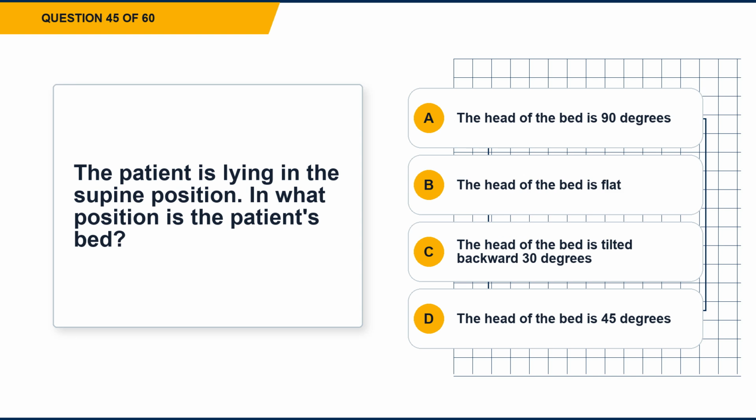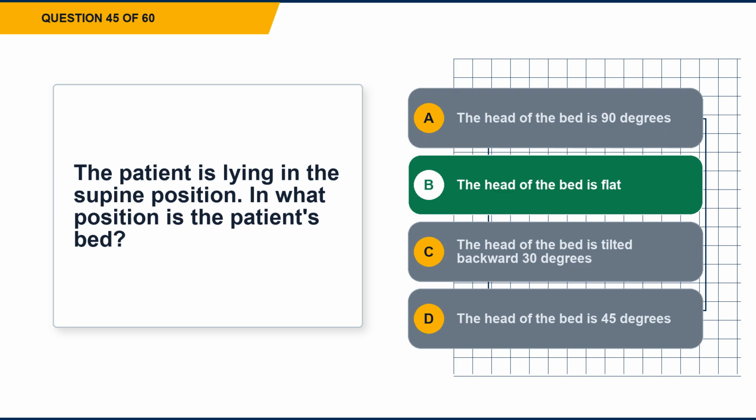Question 45. The patient is lying in the supine position. In what position is the patient's bed? Option A, the head of the bed is 90 degrees. Option B, the head of the bed is flat. Option C, the head of the bed is tilted backward 30 degrees. Option D, the head of the bed is 45 degrees.